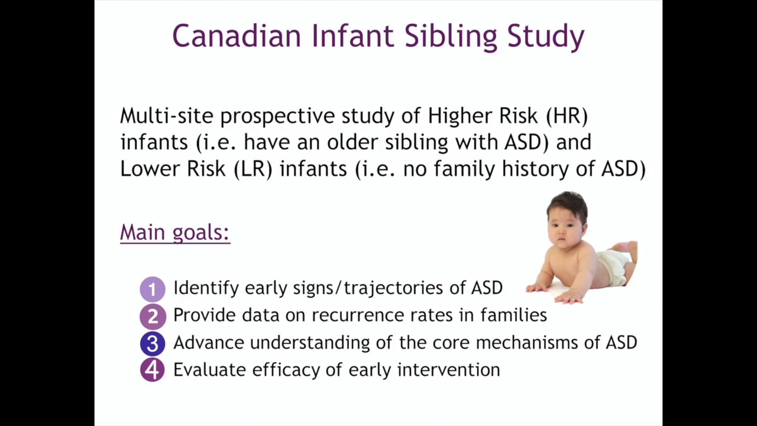There are a couple of main goals of this study, and one of the main ones was to identify what autism looks like as it's developing in the young child. But we also wanted to look at recurrence rates in families, so how many children with autism will also have younger siblings who are diagnosed with autism. We wanted to understand the core mechanisms of autism. If we could figure out what it looks like as it's developing, can we figure out what's going on there? And then to look at the efficacy of early intervention. One of the programs that we're almost wrapping up is Social ABC, one of the early interventions that this group was also involved in.